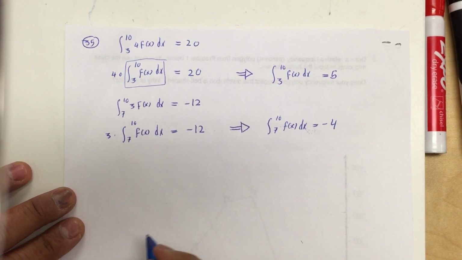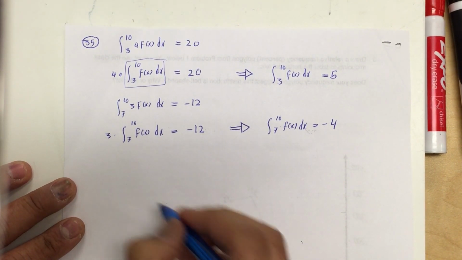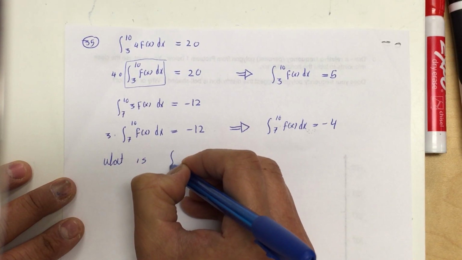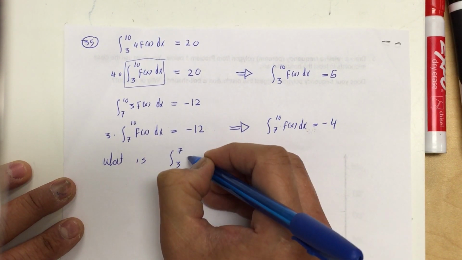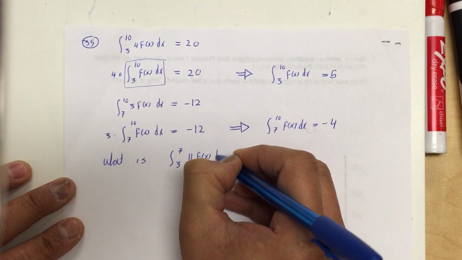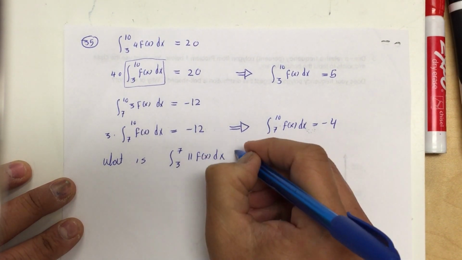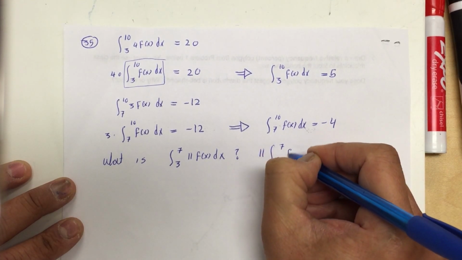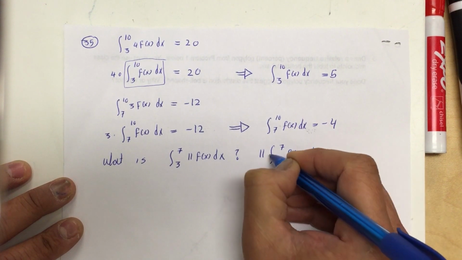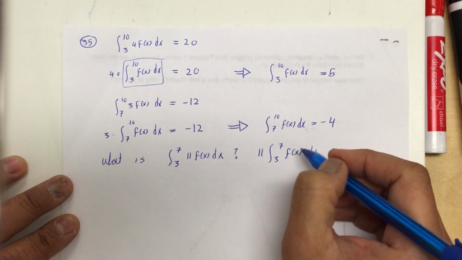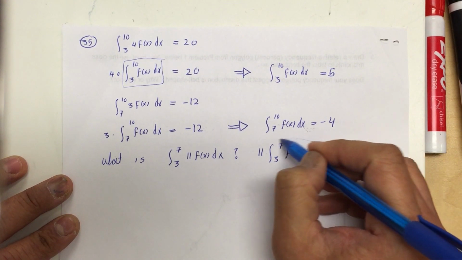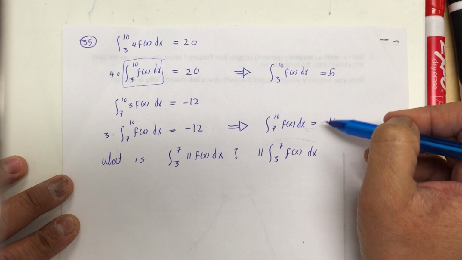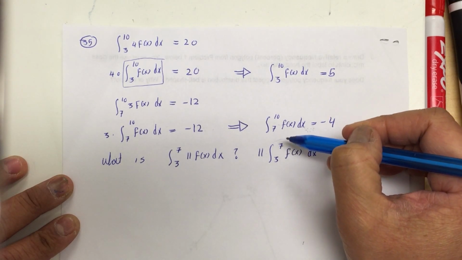Now we're ready to tackle our challenge. The question here is, what is the integral from 3 to 7 of 11 f of x? Now we can easily pull out 11 and perhaps view the question in this manner. So what is this equal to? The first thing we have to do is find what this is, and then we multiply that by 11.